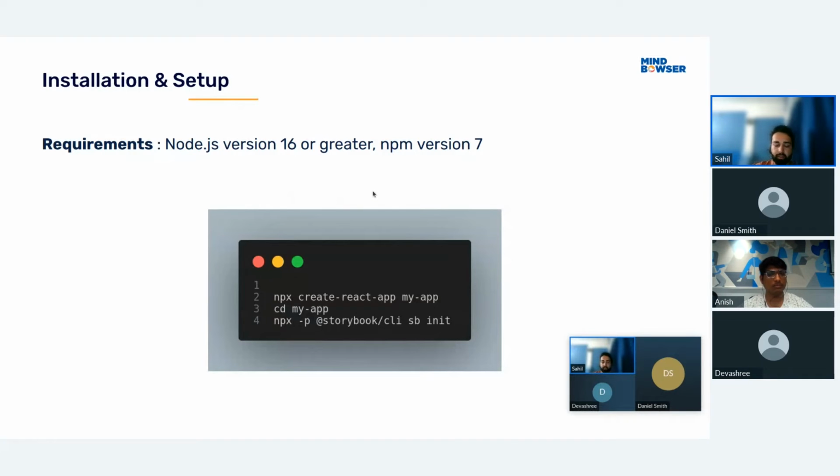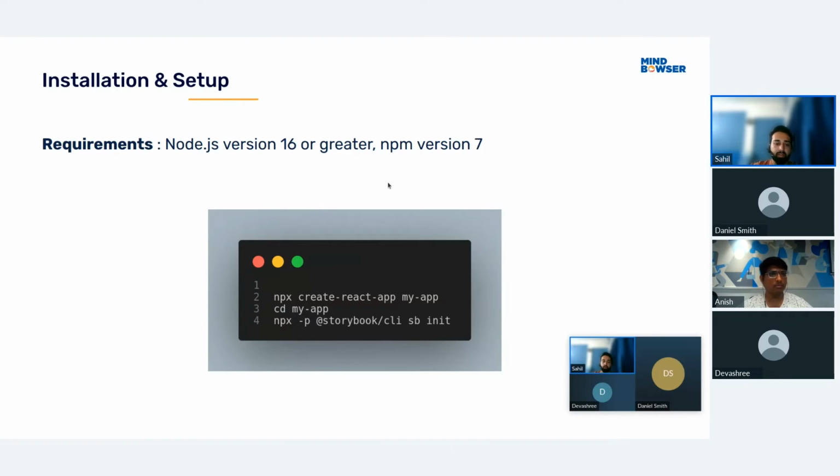So basically, the first two steps are for creating a React application, and then the command npx -p @storybook/cli sb init does the magic work of creating a Storybook project and integrating Storybook into your project. So this will create an initial configuration. So next we'll go through what the initial configuration of it is.